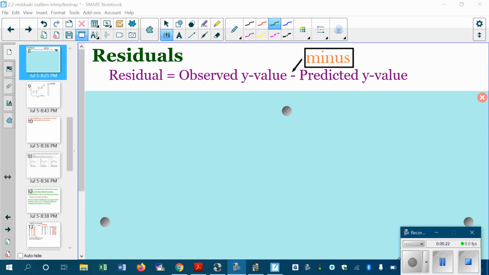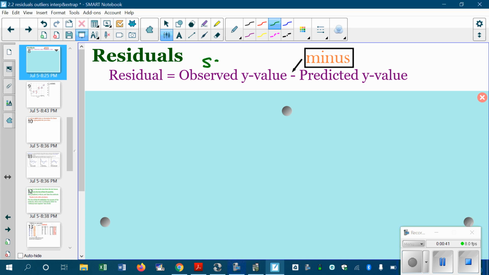All right, so a residual, this is the definition. It is the difference, so you're subtracting. When I say difference, that's subtraction. It is the difference between your observed y value and your predicted y value. So the observed y value comes from your scatter plot, whereas your predicted y value, that is from your line of best fit.